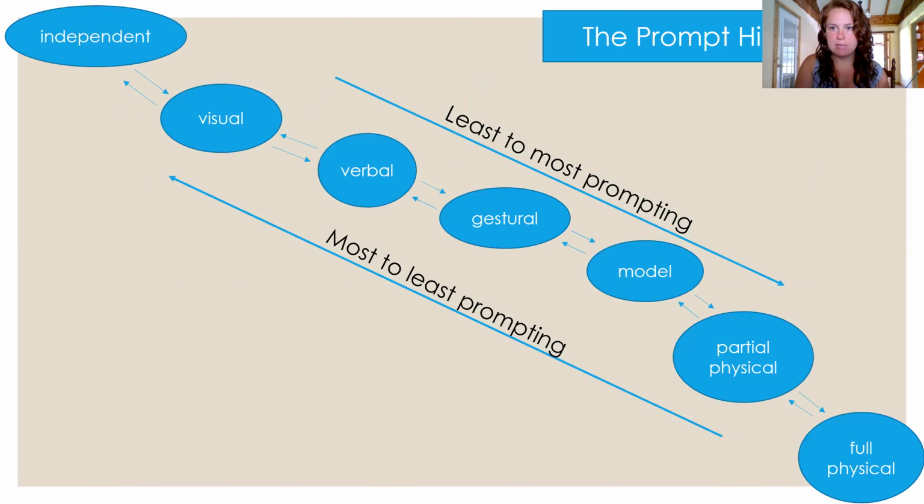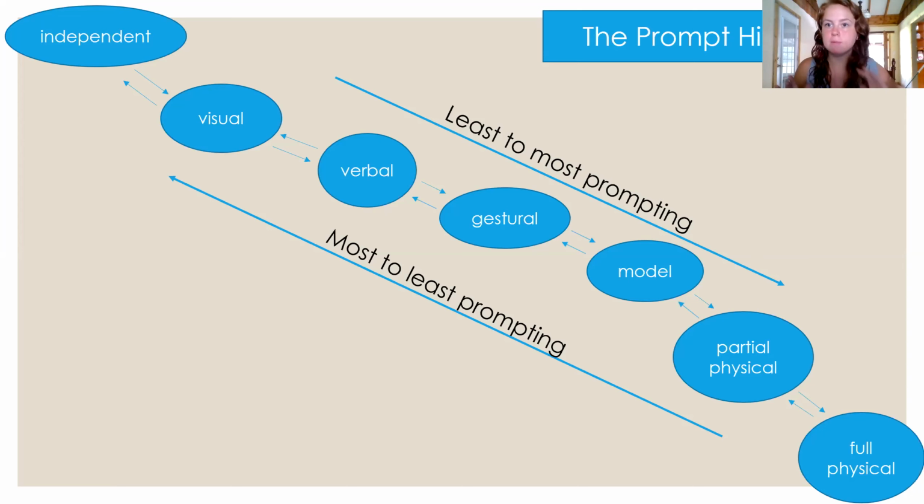So this is the prompt hierarchy. And there are two kinds of prompting: least to most prompting and most to least. So they're basically just going to go in opposite directions, and you can follow along with the arrows. We are going to start at the most intrusive prompt as if we are using most to least prompting. So we're going to start right here at full physical prompting.